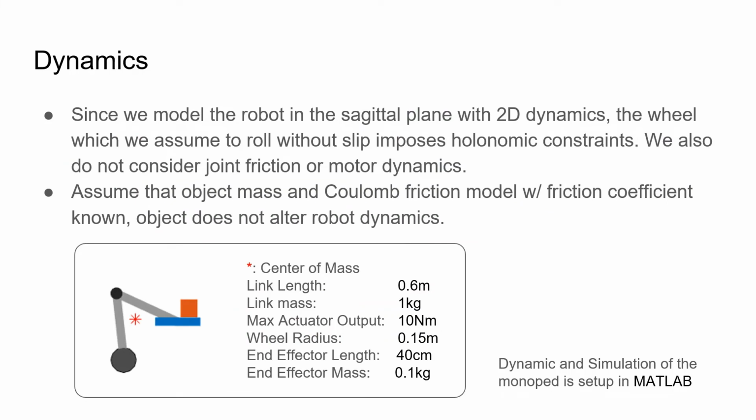We modeled the dynamics of the robot on the sagittal plane with 2D dynamics. We set up the simulation manually in MATLAB and made a few assumptions to simplify the model. The first is that the robot always rolls without slipping. We're not considering any joint friction, and the object does not alter any robot dynamics.